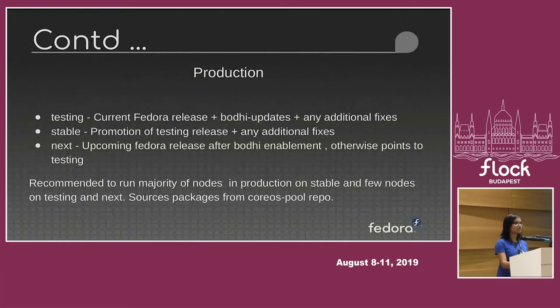So whatever packages are coming into Fedora CoreOS, we want to keep track of everything. So we have a new tag created by Releng, which is called CoreOS pool, and all those packages go there, and we have a big giant repo there. And everything comes from there. The reason for doing this is we want to make sure that we can rebuild anything we want in the future.